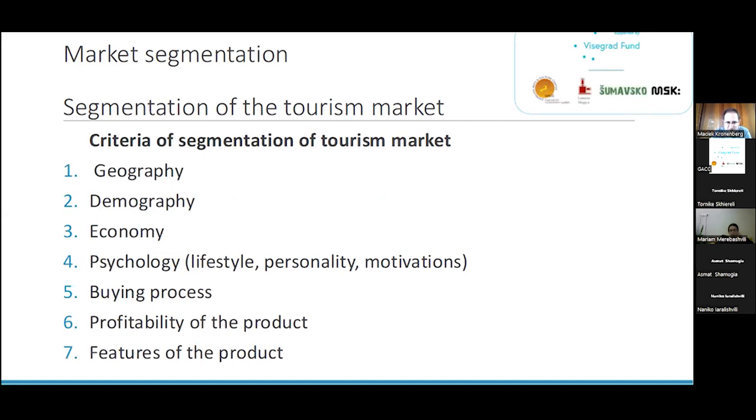And of course, those mentioned here are not all possible, but they cover the majority of different segmentations. Numbers 1 to 4 deal with your guest, with some features that we can use to describe our guests. So this would be the geography, whether they come from your country or from abroad, from which part of the country, whether it's the countryside or a town or a city.